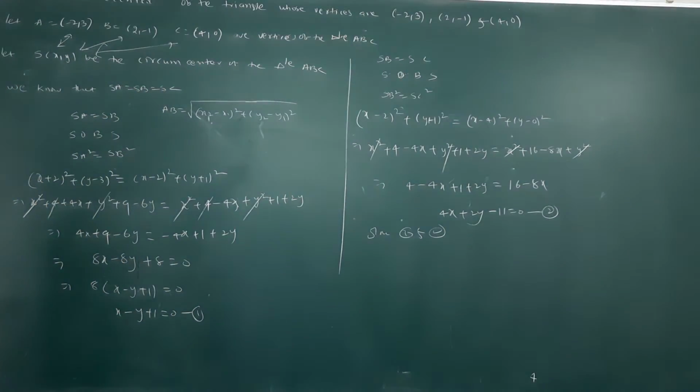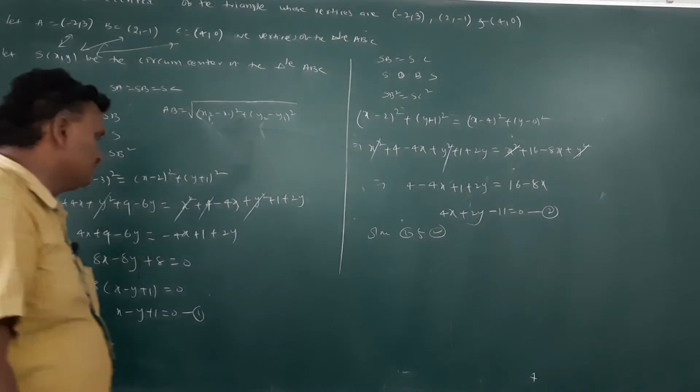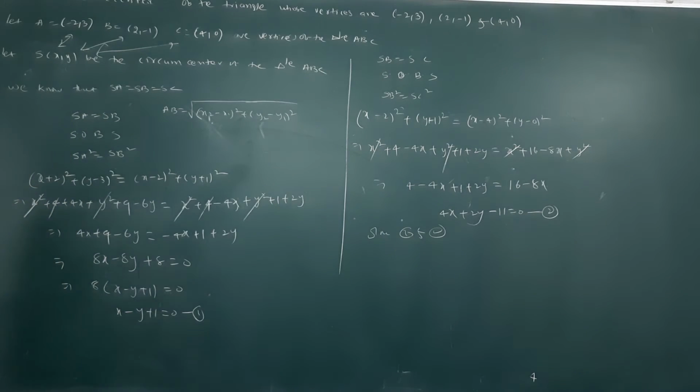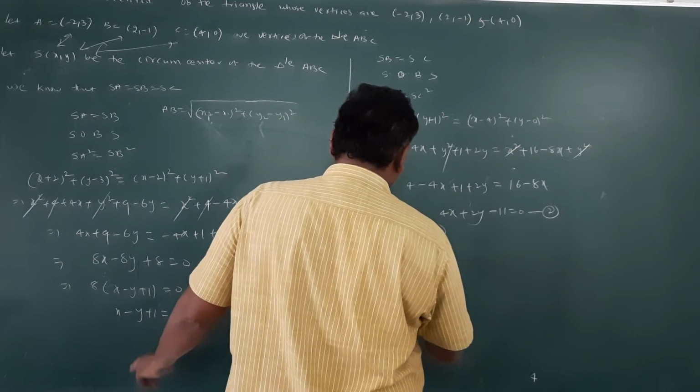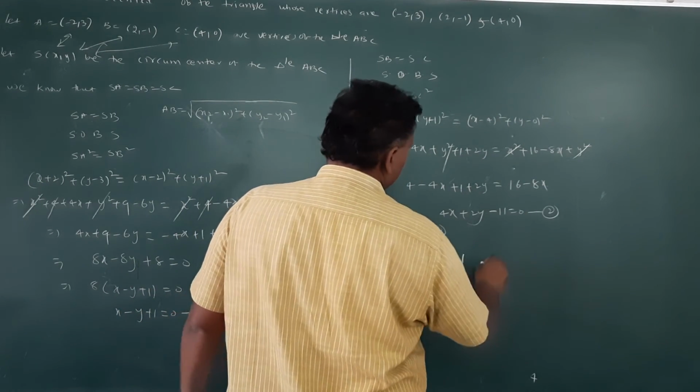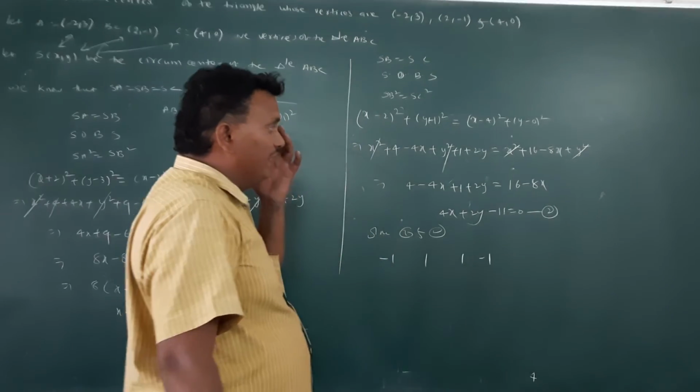Solve equations 1 and 2. Use the cross multiplication method. We write the first y coefficient. What is the y coefficient? Minus 1. And the constant is 1. X coefficient is 1. Y coefficient is minus 1.